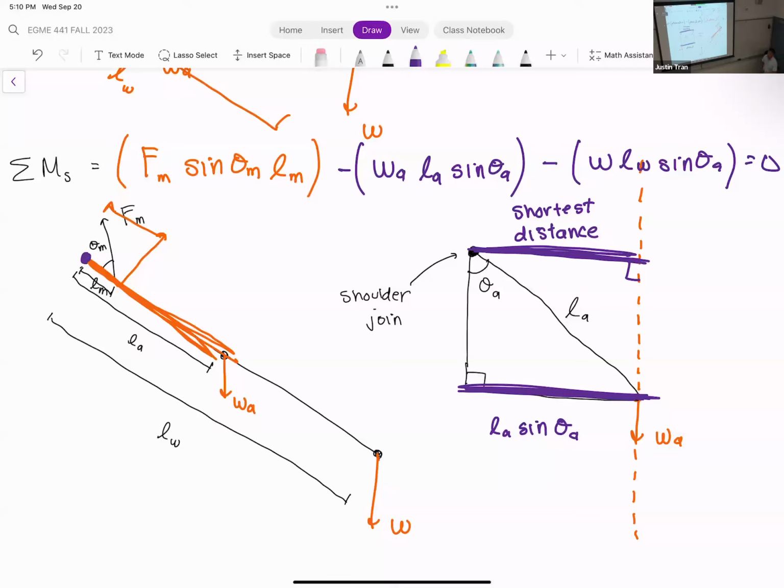The good thing about this expression is that we only have one unknown, and the only unknown in this equation is FM. Like I mentioned before, all the geometric quantities I'll give to you. So the lengths and the angles will be given to you, and all the external forces, the weights, I'll give to you too. And so you can solve this expression for FM, and then you can use that FM to solve for the joint reaction forces. Any final questions on this example?